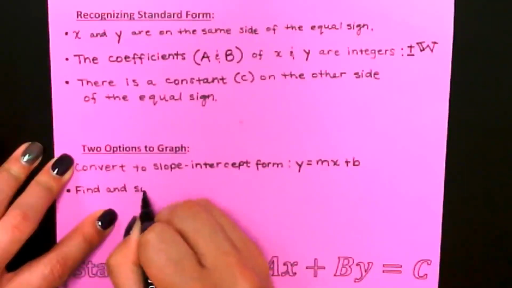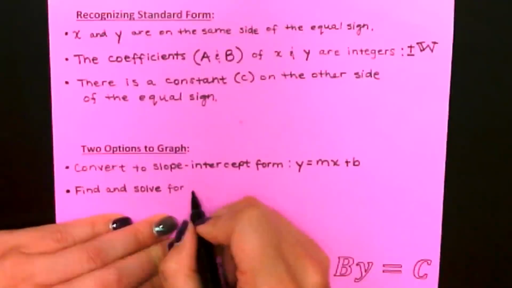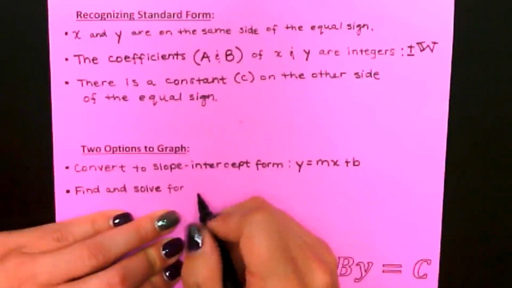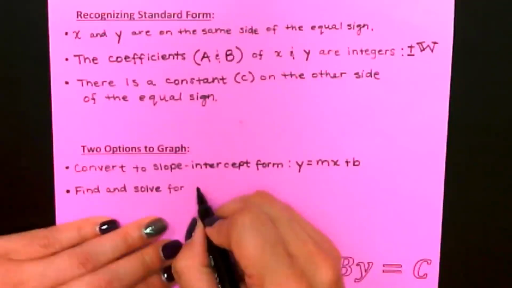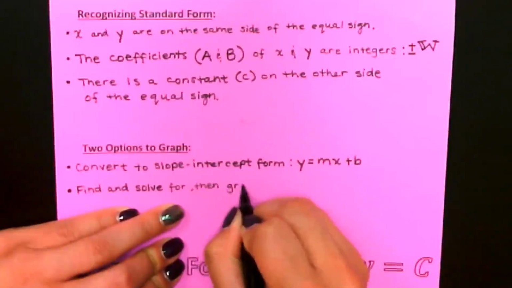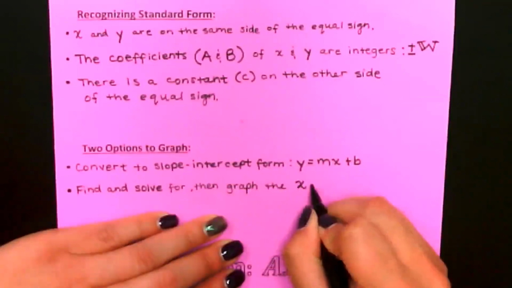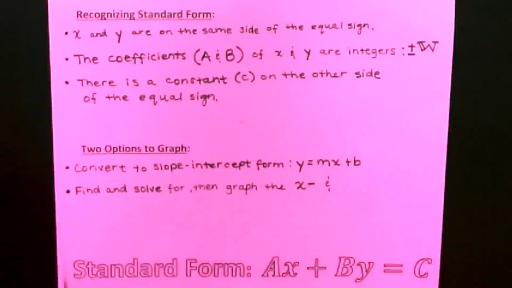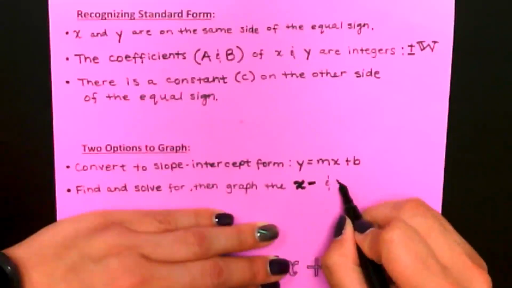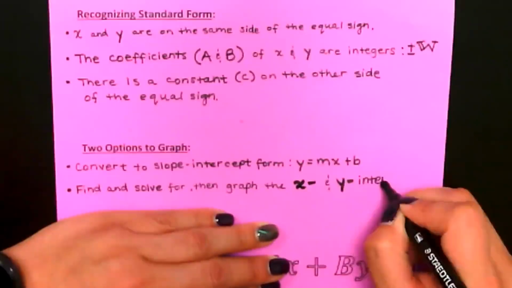Option number 2, we would have to find, solve for, then graph the x and y intercepts. I'll make that a little bit darker.